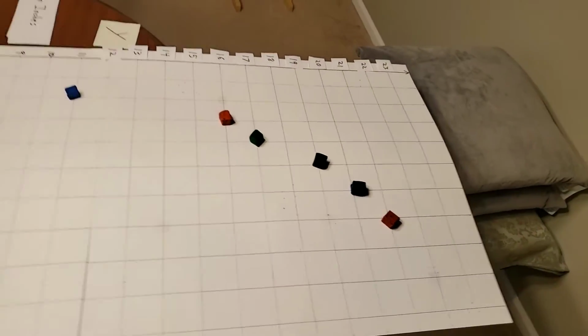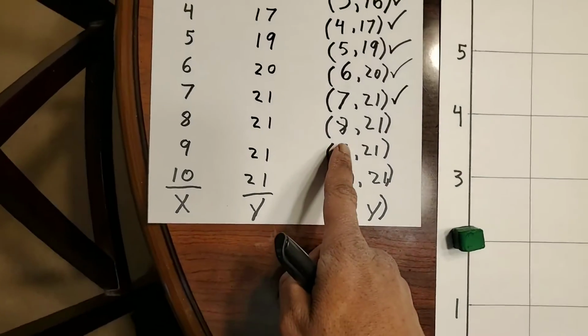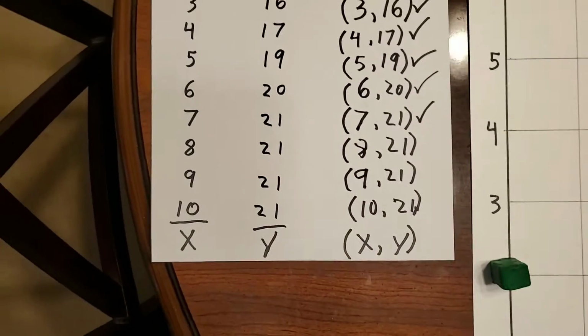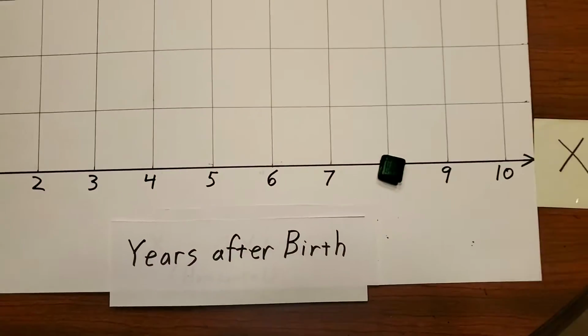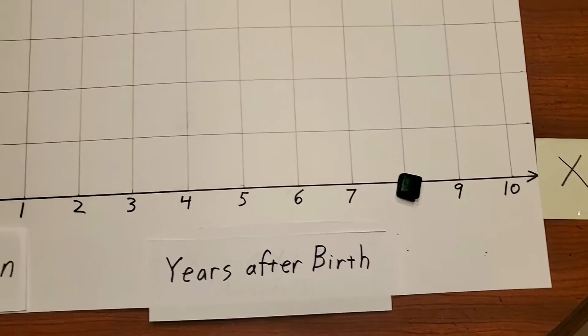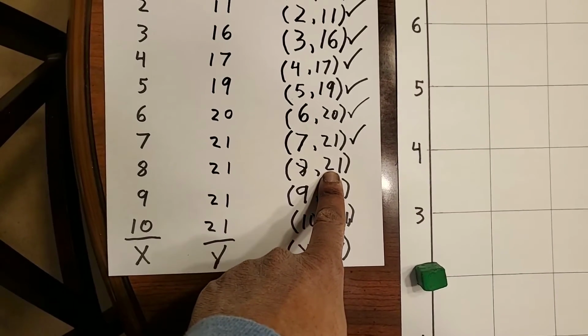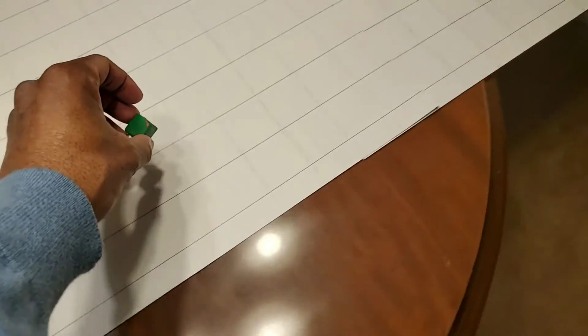Okay, now let's go to year 8. Year 8, where's the x-axis at? It's at 8, so we're going to put one on 8. Okay, and look at where the y-axis is. How long would it be? 21. So we're going to move this one up to what? We're going to move it up to 21.